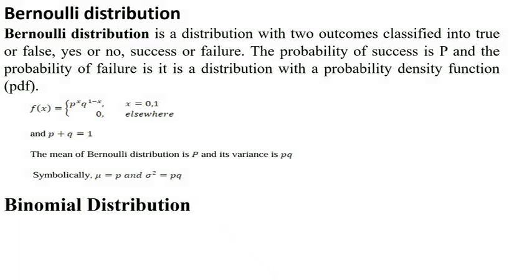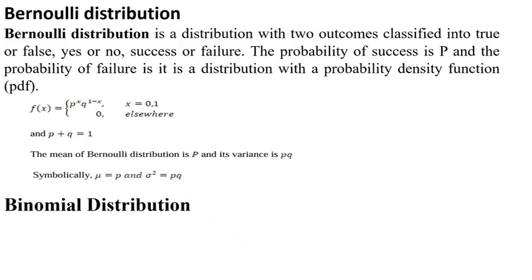It is a distribution with probability density function, PDF, f of x equals p to the x, q raised to 1 minus x, where x equals 0 and 1, which means failure or success, which is P for success or Q for failure. It is a distribution with two outcomes. It always comes with two outcomes, which is either positive or negative, false or true, yes or no, success or failure. So x always ranges over 0 and 1, and is zero elsewhere.